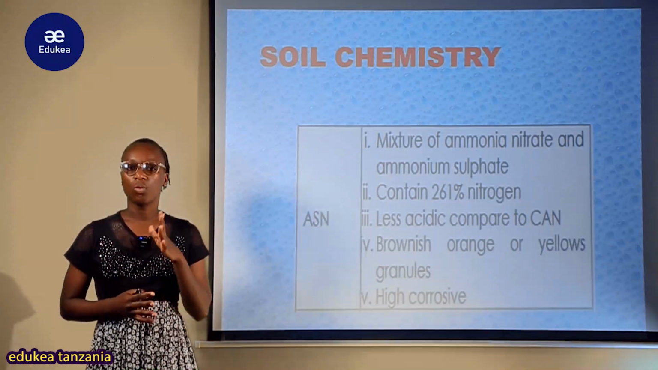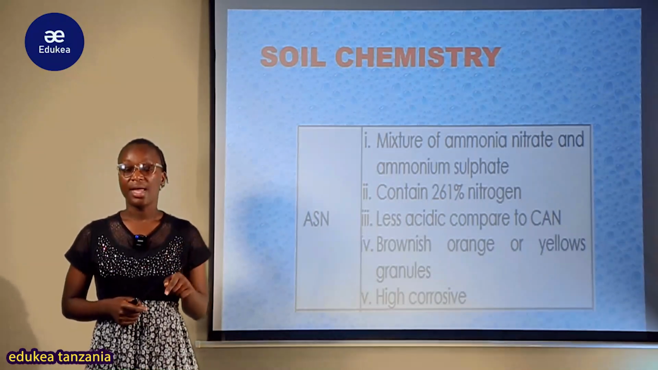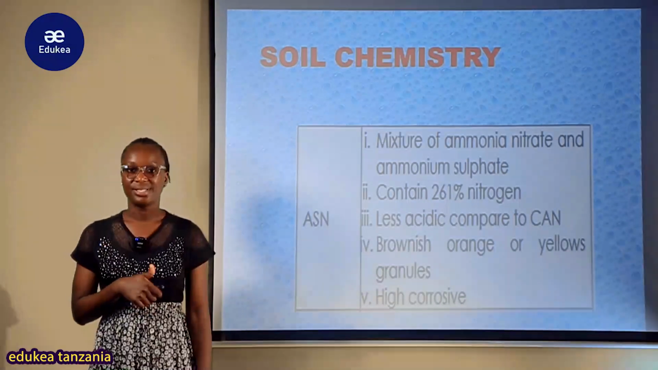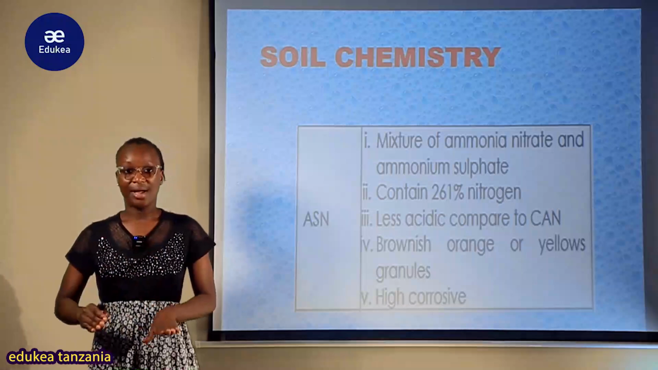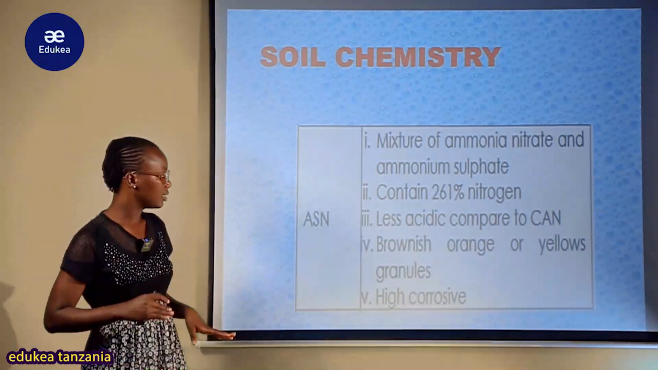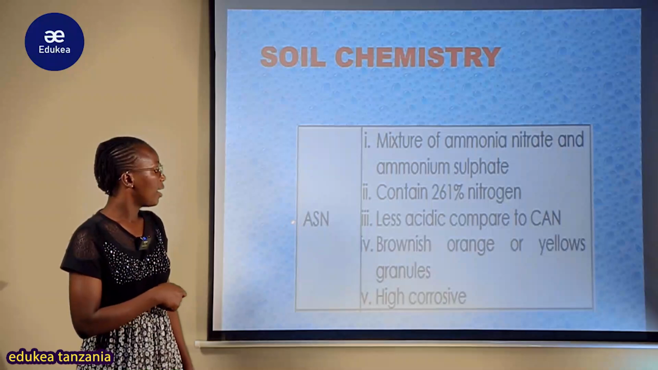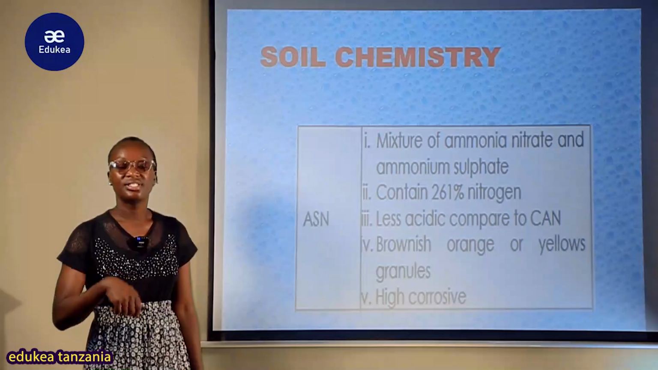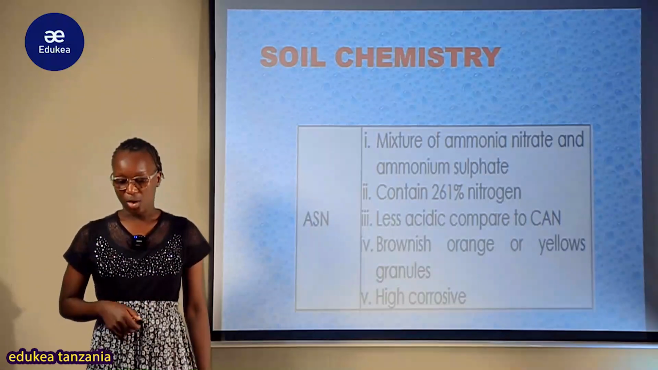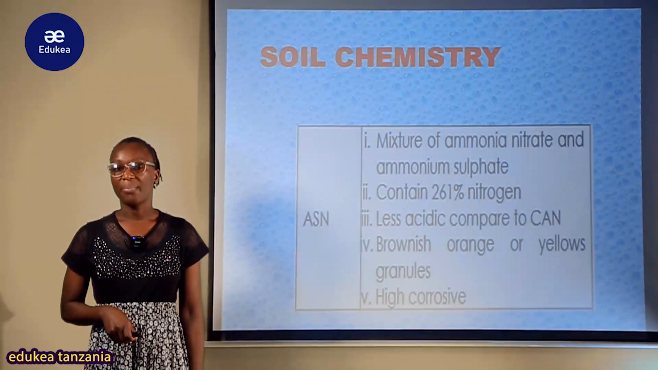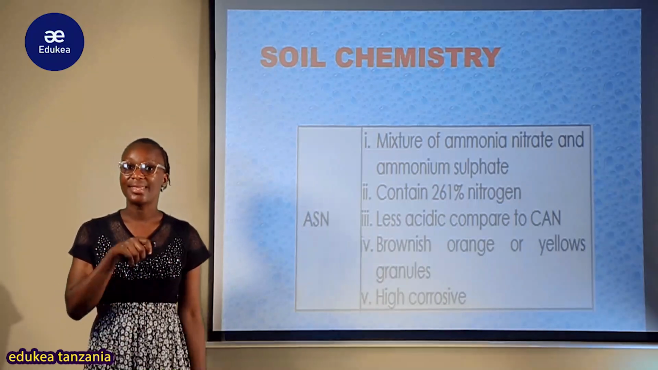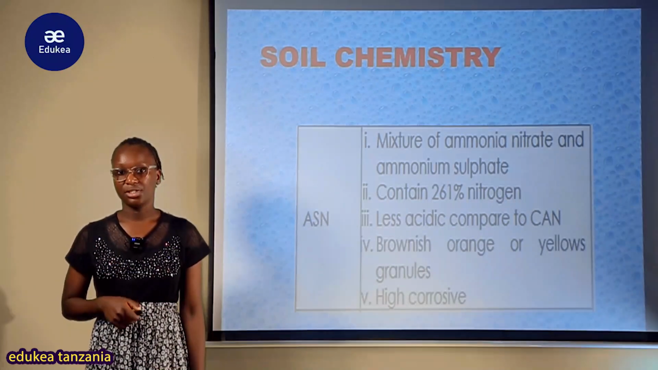Kunakuwa na interval kubwa sana kutoka kwenye 21 ya calcium nitrate mpaka 26% ya nitrogen. So they differ in their percentage composition. Very quite different. So hii ammonium sulfate nitrate yenyewe imecontain 26% composition of the nitrogen. Quite different from that of calcium nitrate, ambayo yenyewe ilikuwa na just 21% composition.